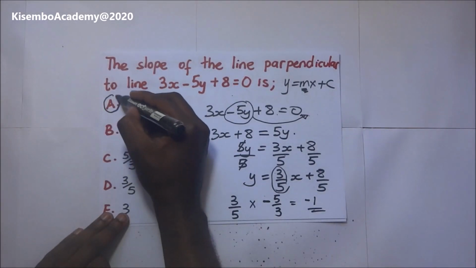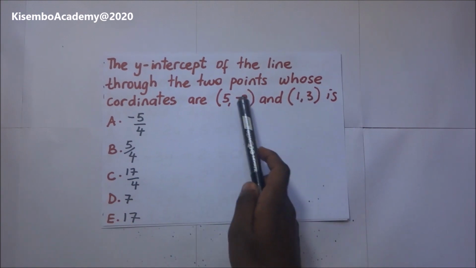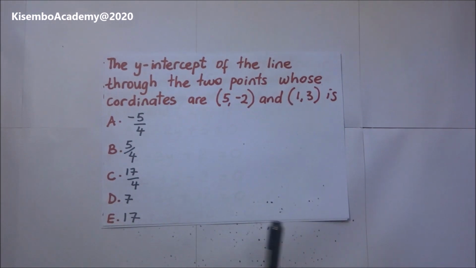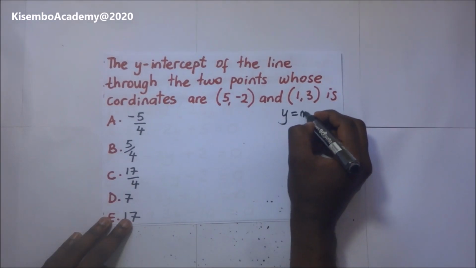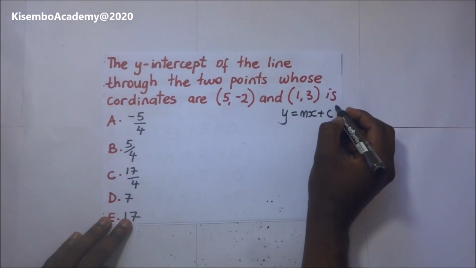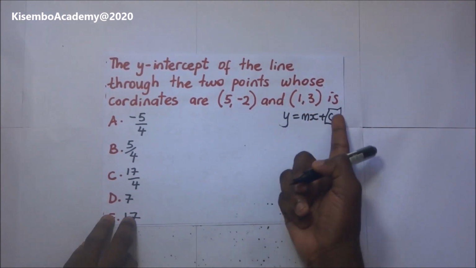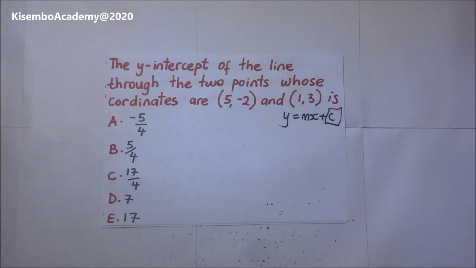The answer is A. Now we have the y-intercept of the line through the 2 points whose coordinates are this and that. So definitely here we are just going to find the equation of this line, and then we will be able to find the y-intercept. So finding the equation of this line, remember the gradient form y is equal to mx plus c, where c is the y-intercept. If we find the equation of this line in this form, we're able to identify the value of c, and the value of c is the y-intercept.